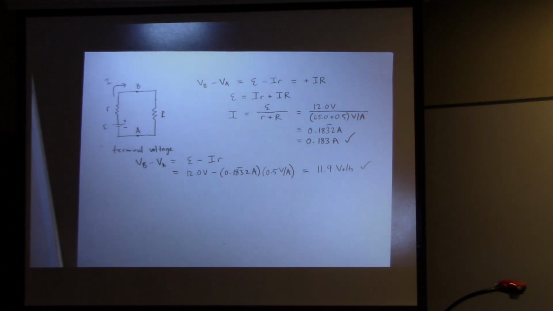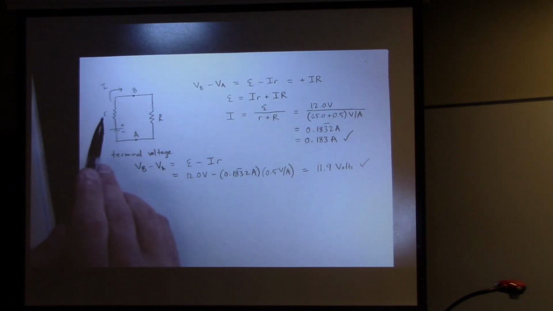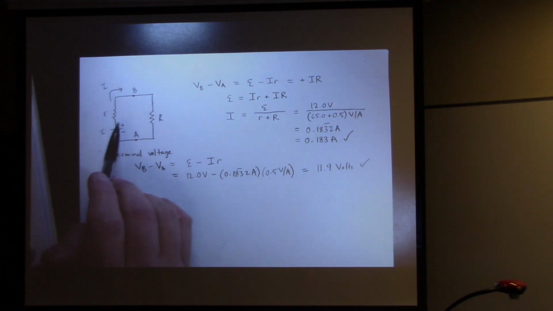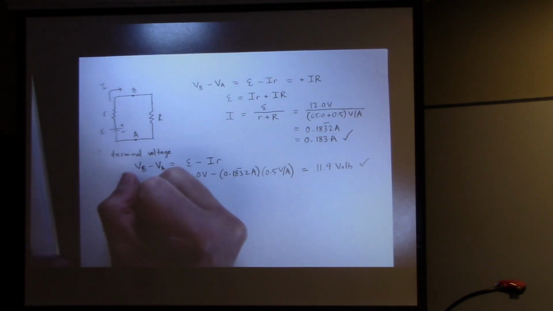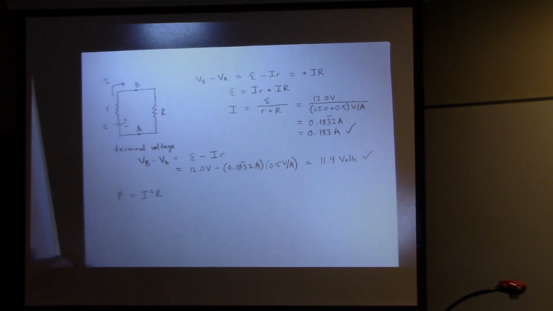That's the idea. Okay, so the last two questions have to do with power. We have two different resistors here in the circuit diagram. One of these represents the internal resistance of the battery, whereas the other one represents the load resistance. Each one of those is going to be consuming some amount of power, which is given by, if you remember, I squared R. That's the power consumed by a resistor. So we have to do this for two different parts.